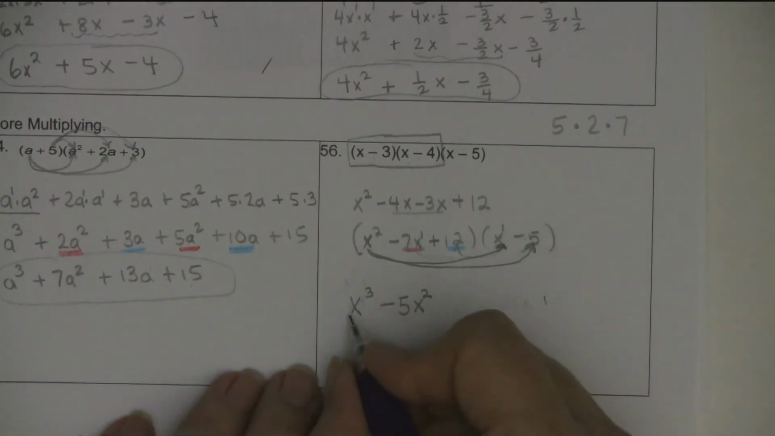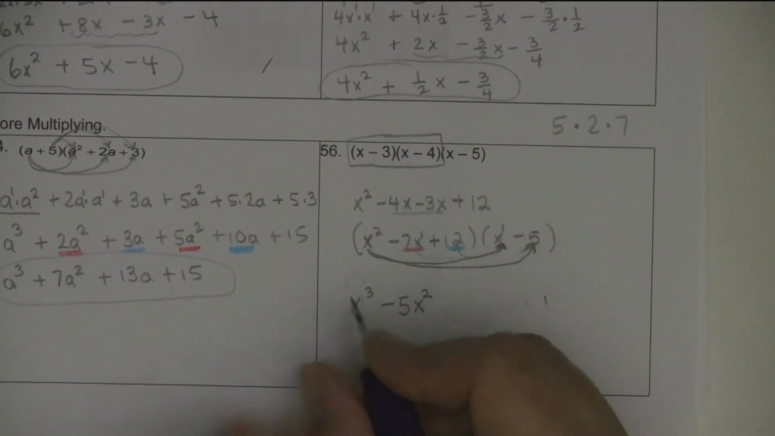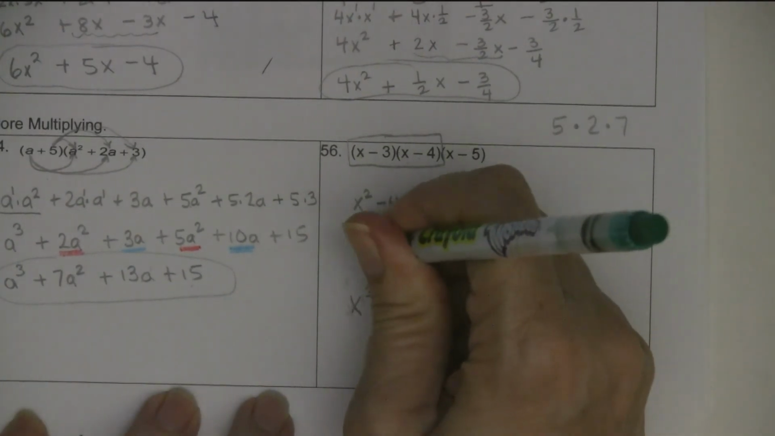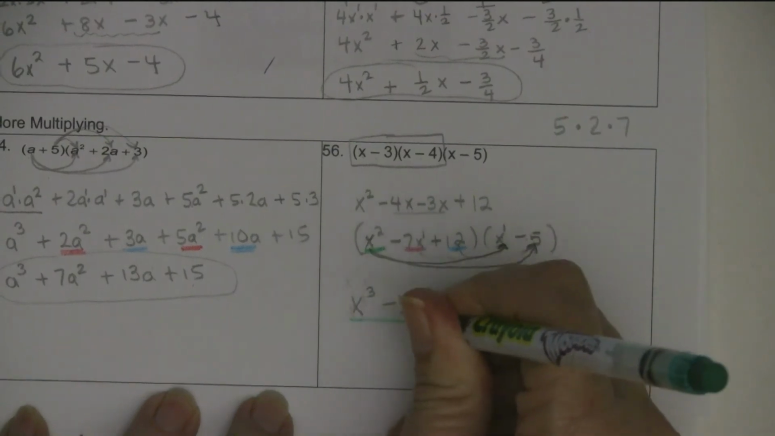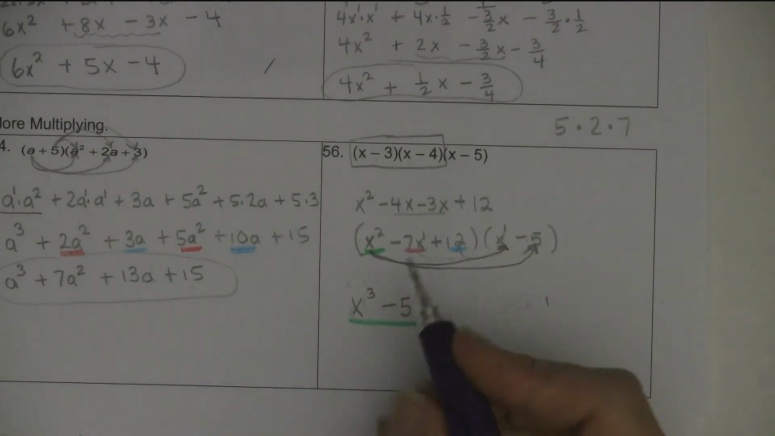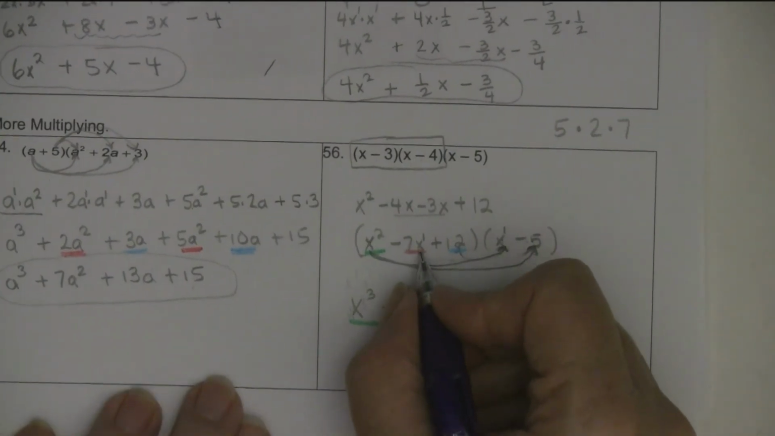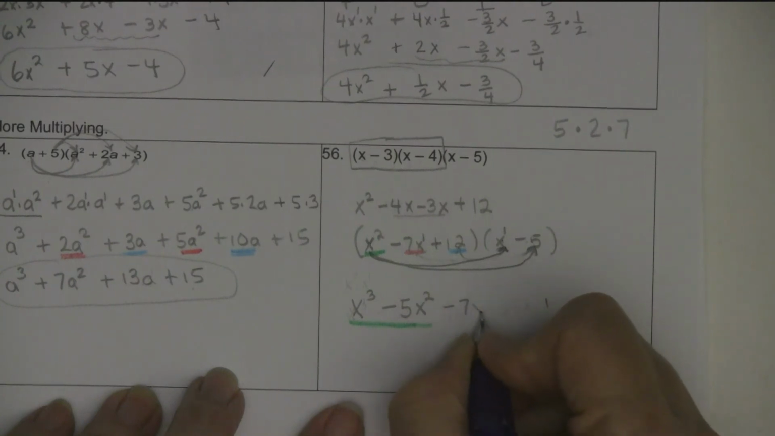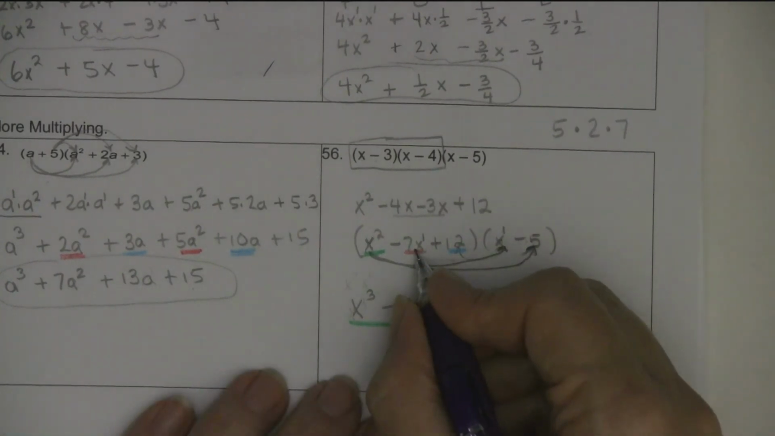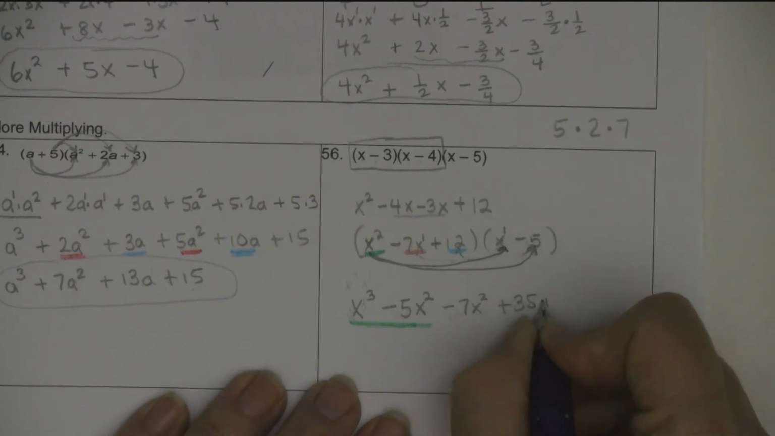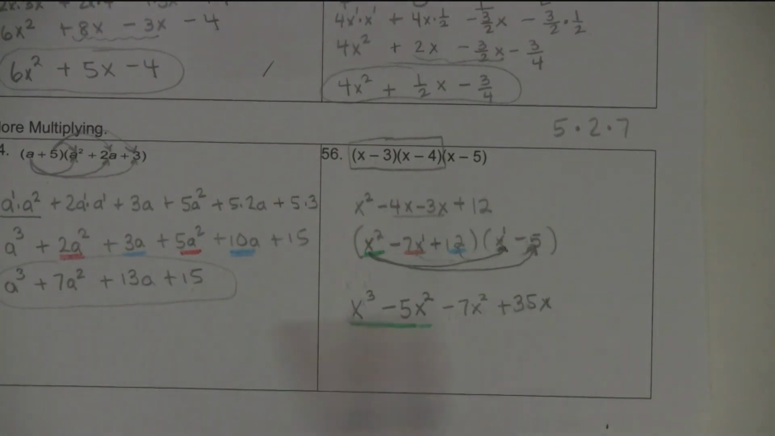just barely, right? This was on my first, I'm going to underline that in green. This was on my first pass. I got this, right? Then here I went on a second pass with this one. So I multiplied there, I got negative 7x squared. And I multiplied here and I got positive 35x. And that was on my second pass.